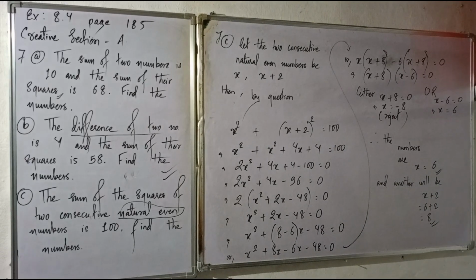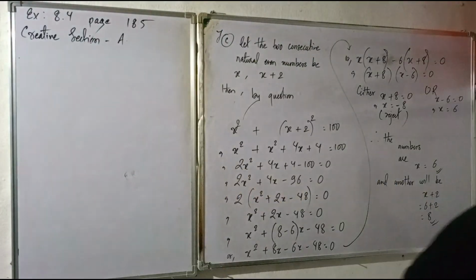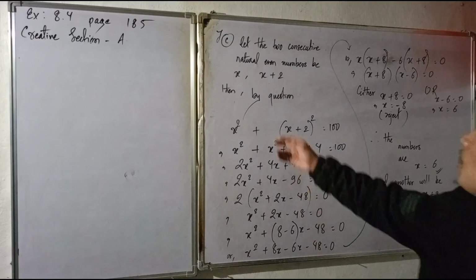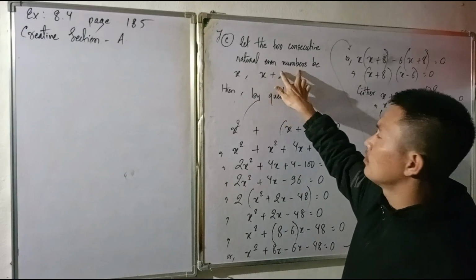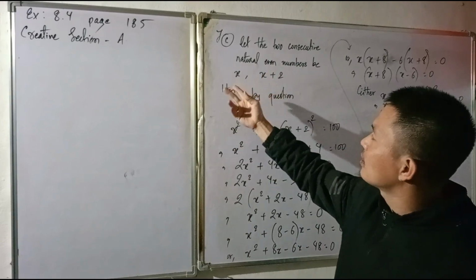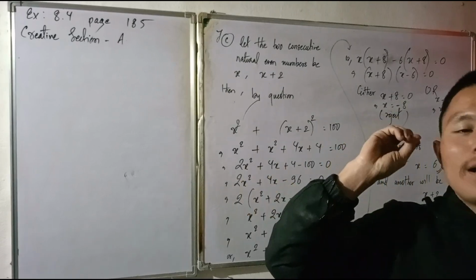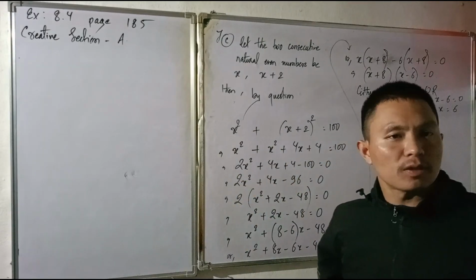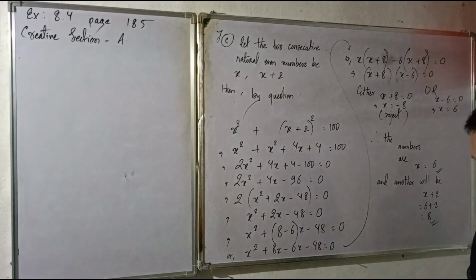Okay, now let's move on to number 7D. Up to 7C I have done. 7D you can do by yourself. In 7D also you consider two consecutive natural numbers, but instead of even numbers there are odd numbers. In that case also you can consider x and x plus 2 as the two consecutive natural odd numbers. So just like this you do number 7D. You can do it, I know.